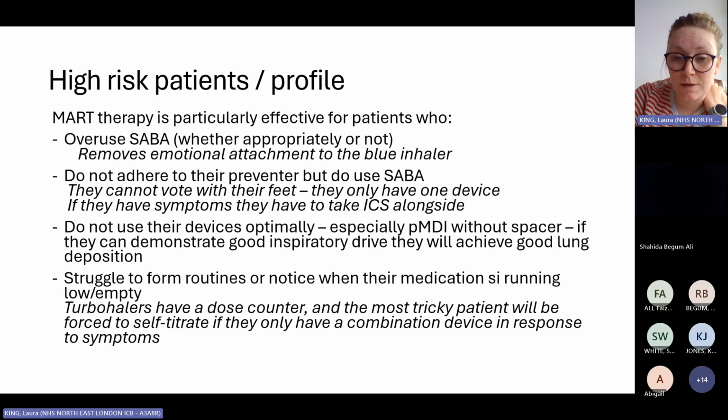And I will openly say to a young person, we are quite sneaky. I am being a little bit jammy. I'm not going to let you vote for just the blue inhaler. We need to make sure you're safe. Another group of young people where this is really effective is young people who don't use a pMDI and spacer, or don't use their pMDI optimally. If they can demonstrate a good inspiratory drive and use the device, they will achieve good lung deposition.